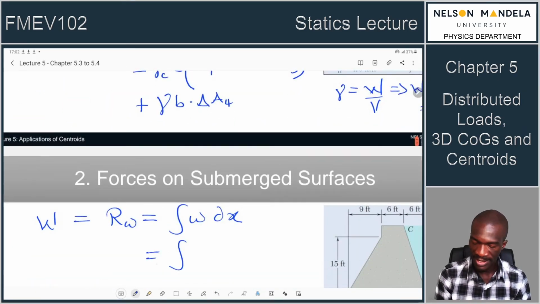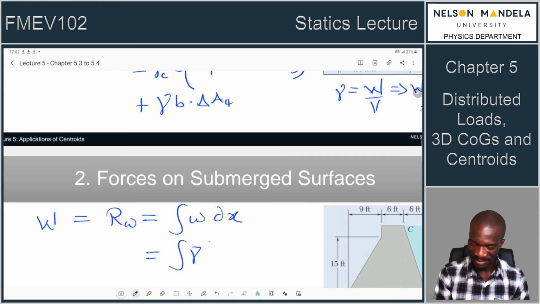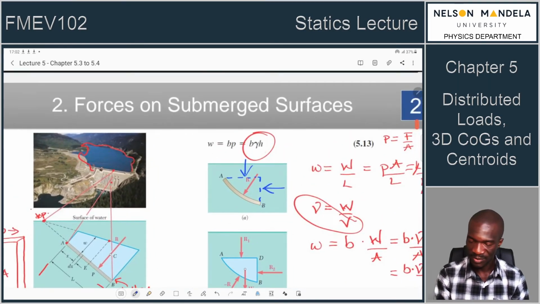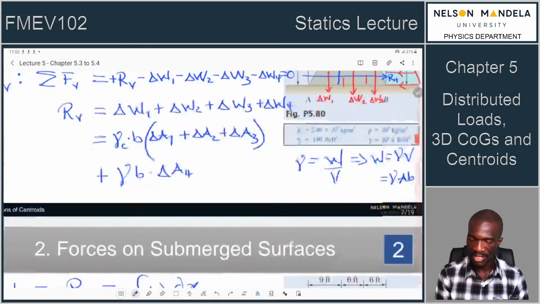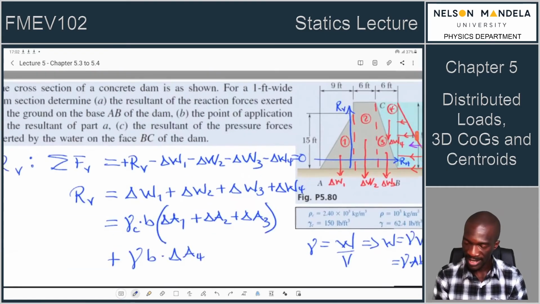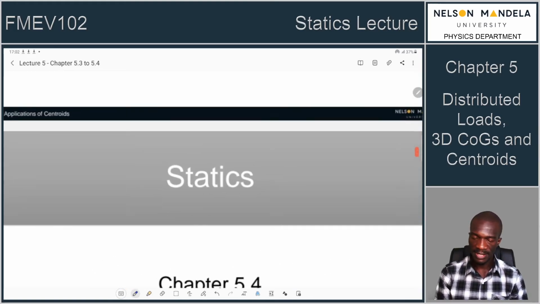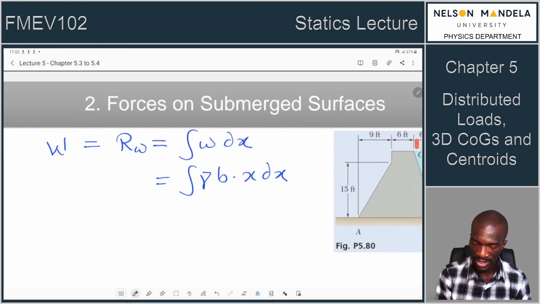So we are basically integrating, let's remember that one, gamma multiplied by B multiplied by H. In our case, it would be X with respect to X. Right, so gamma B times H, which is the depth, with respect to X. Remember, in our case, this is the X-axis, right? So you will need to integrate that.